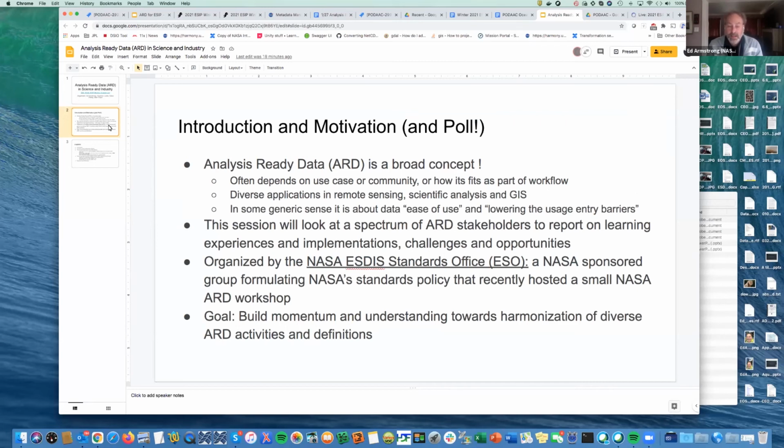But this is at ESO, the NASA ESDA Standards Office that we collaborate in, the NASA-sponsored group that formulates NASA's data standards policies across the board, and has recently started to take a look at analysis-ready data and even hosted a small NASA internal workshop on this subject. So the eventual goal of this session is to build momentum and understanding towards harmonizing some of these diverse activities with regards to ARD and their definitions.